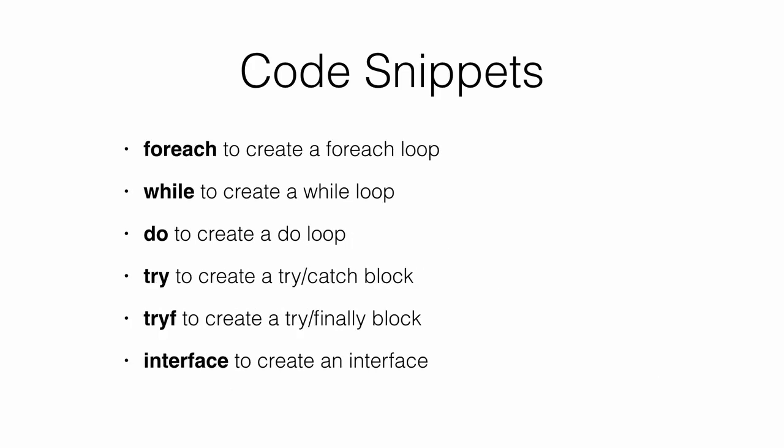Foreach to create a foreach loop. While to create a while loop. Do to create a do loop. Try to create a try-catch block. Tryf to create a try-finally block. Interface to create an interface.